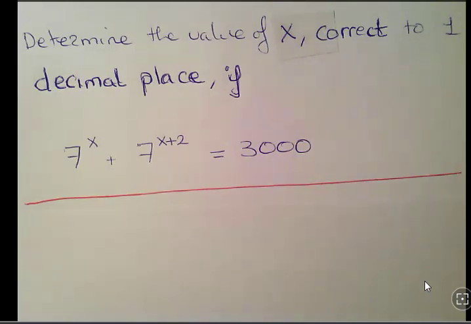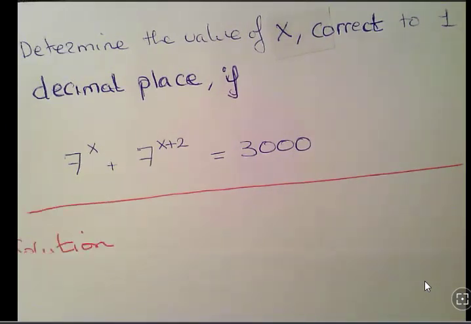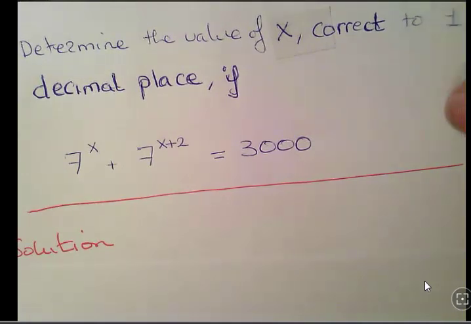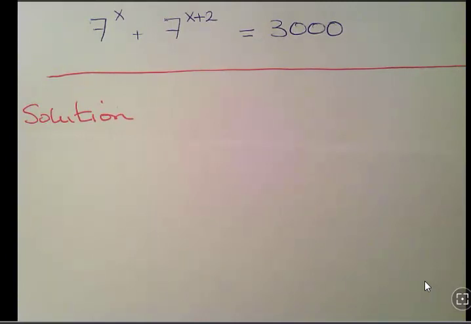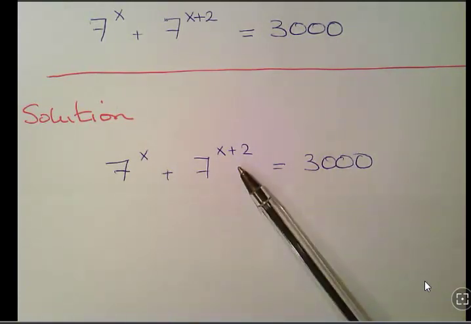I'm just going to reveal the solution bit by bit. I'll put it into shot a little better. Let's start off again. We start with 7 to the power of x plus 7 to the power of x plus 2 is equal to 3000. What I'm going to do is focus on this part here.